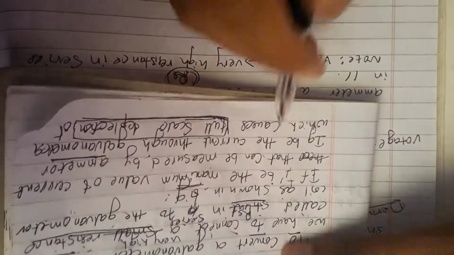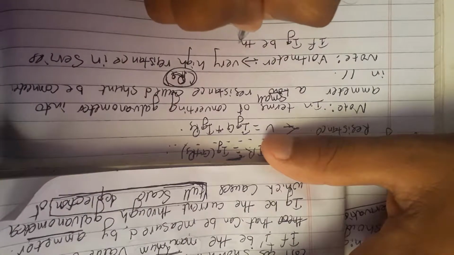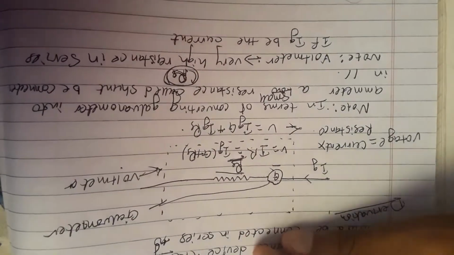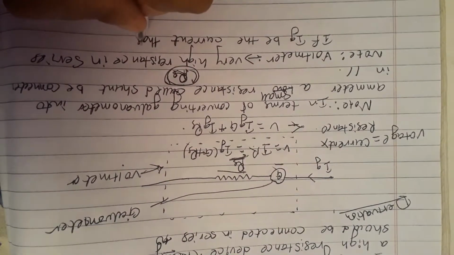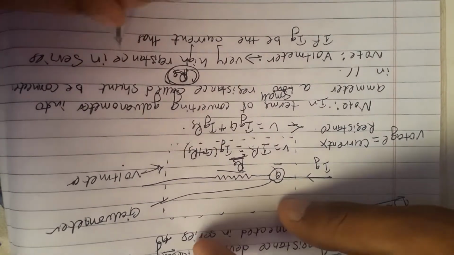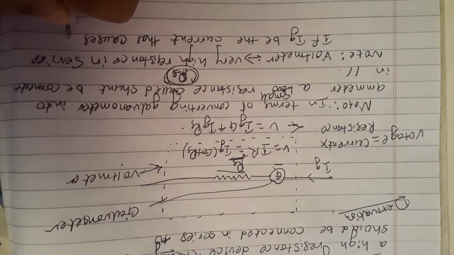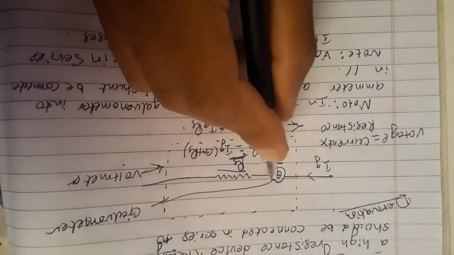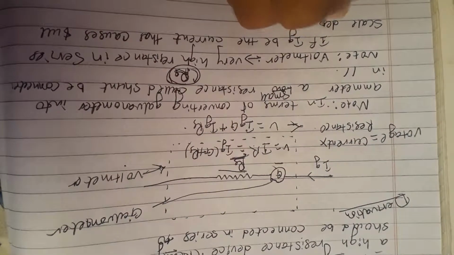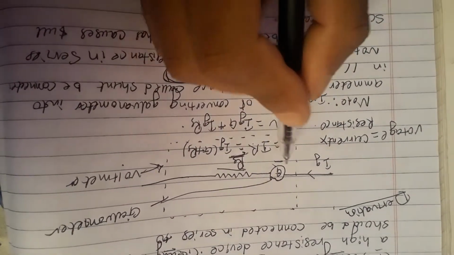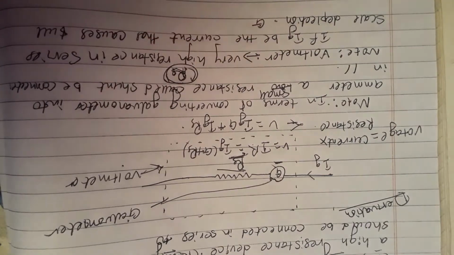After that, the theory will be: if Ig be the current that causes full scale deflection in the galvanometer, and let G be the resistance of the galvanometer. You can write that in your own language.